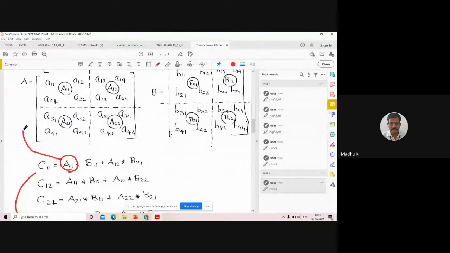Then what is A11? A11 is this matrix. A11 is this 2 by 2 matrix. Next, into B11. What is B11? B11 is this 2 by 2 matrix, this matrix.